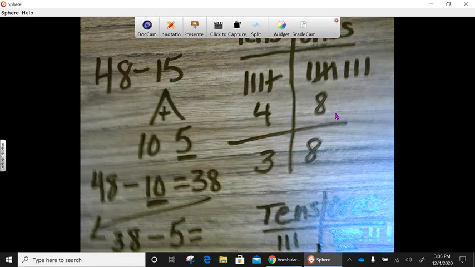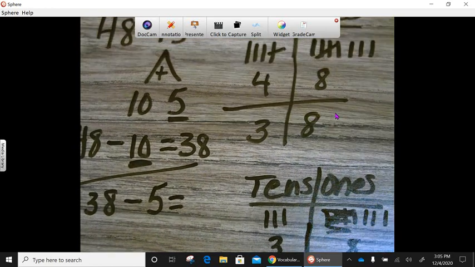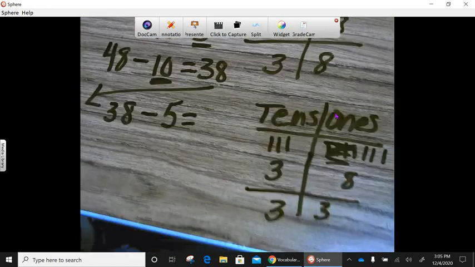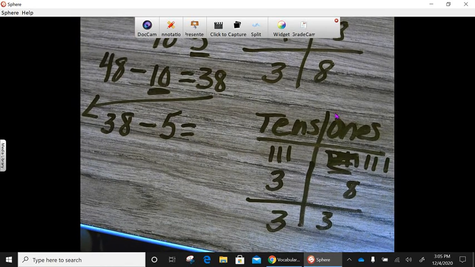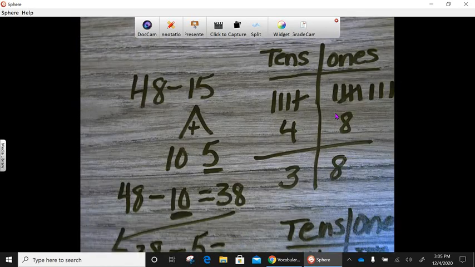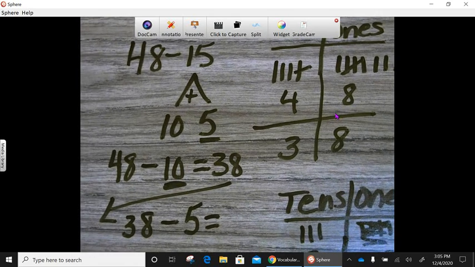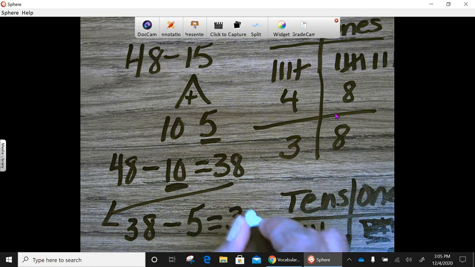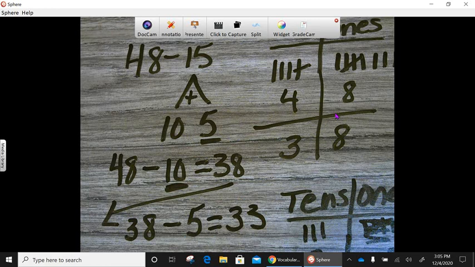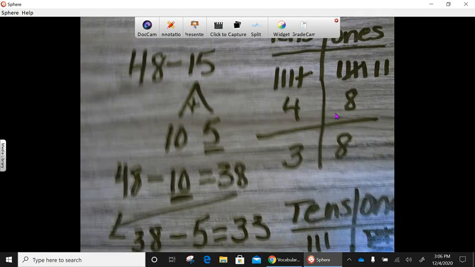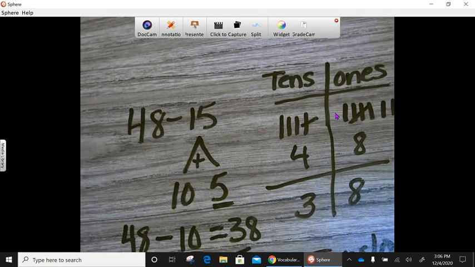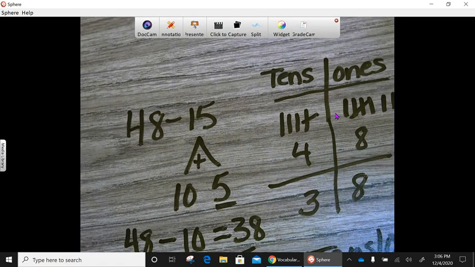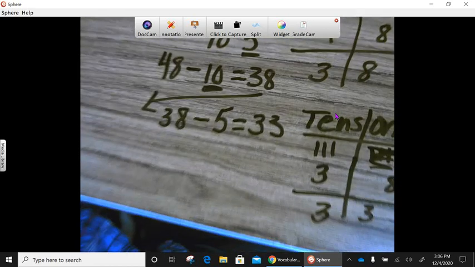As you can see, let me pull this down just a little bit. Okay, let me go back up. And let's finish this off over here. The answer is 33. So, the answer to our question at the top, the original one, 48 minus 15, our final answer is 33.